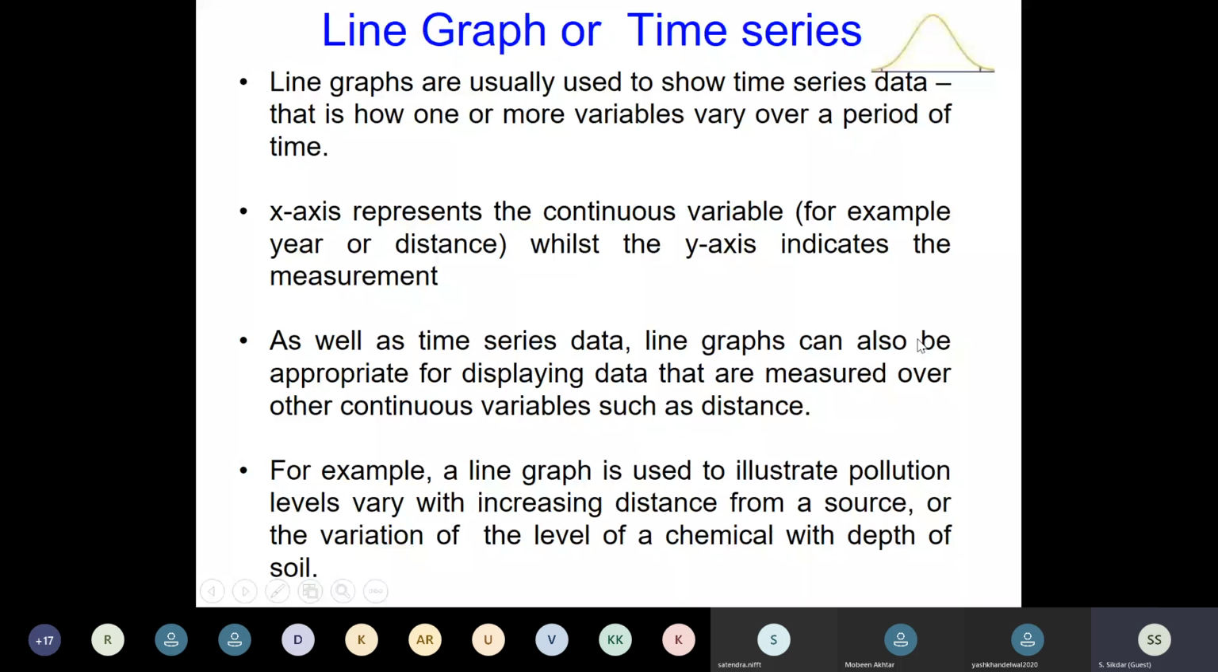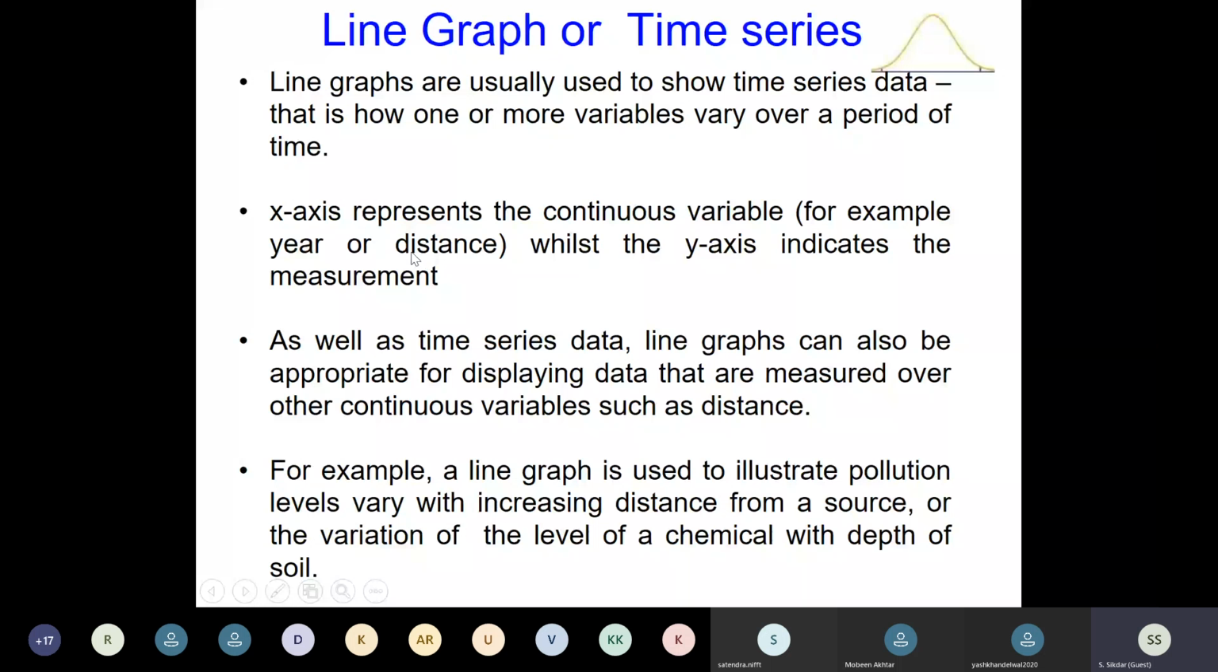Apart from all these plots, there is one called line graphs. Line graphs show the data with time, how one variable is behaving over a period of time. In the x-axis, you put the continuous variable or the data that you want to show, such as time or distance.